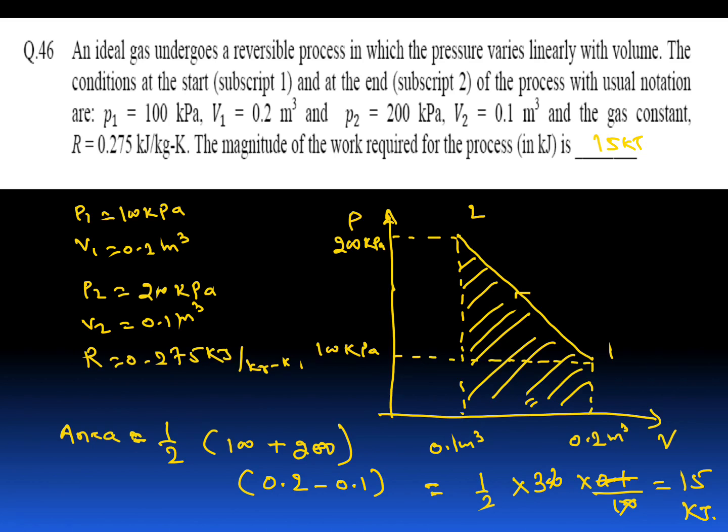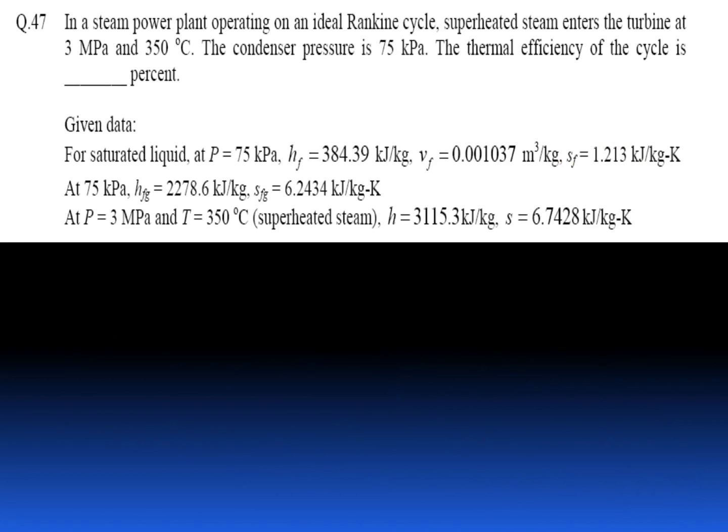Question is, in a steam power plant operating on an ideal Rankine cycle, superheated steam enters the turbine at 3 megapascal and 350 degrees centigrade. The condenser pressure is 75 kilopascal. The thermal efficiency of the cycle is how much? So data is also given. First we will start.